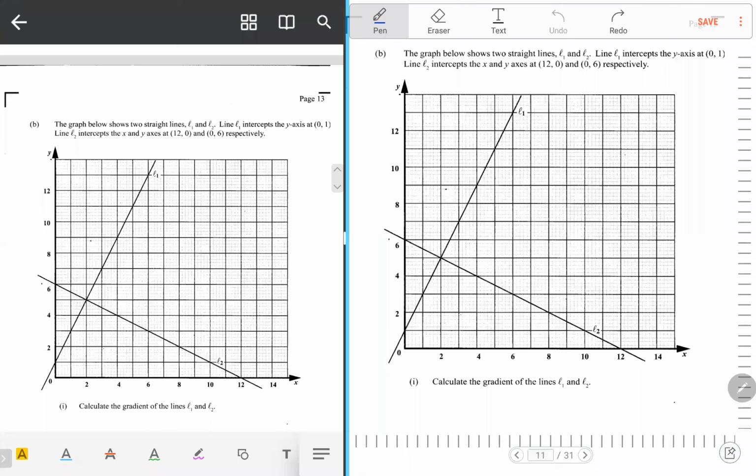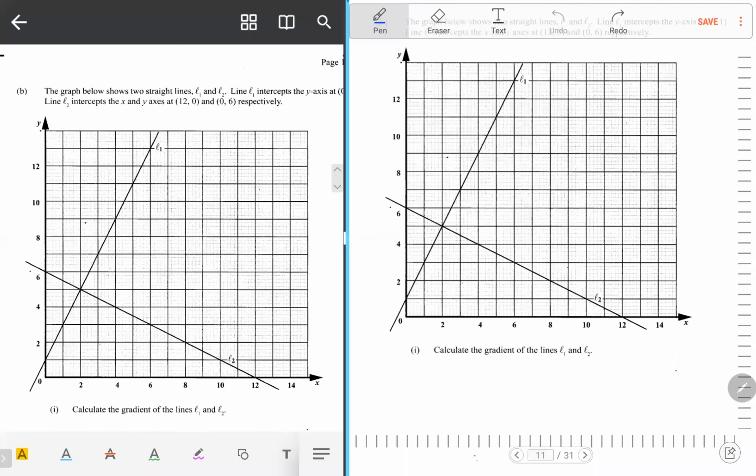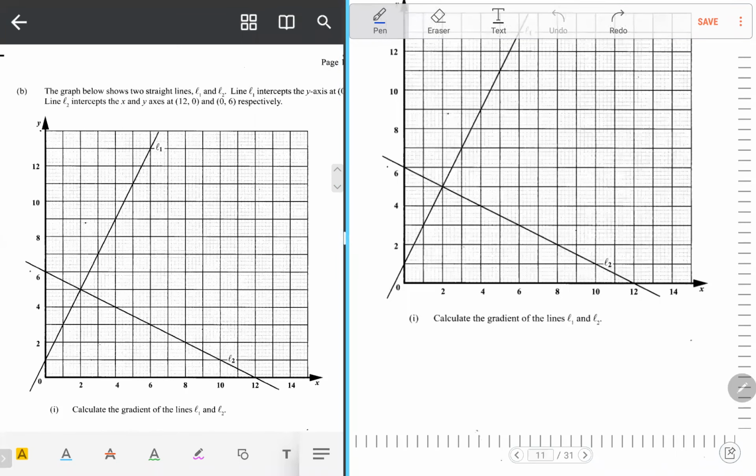It says L1 intersects the y-axis at 0, 1, which is right here. You can see it. And line L2 intersects the x and y-axis at 12, 0 and 0, 6. Alright, those are the intersecting points. And the first part now is telling us, we can use the diagram over here and work from this diagram. It's telling us now to calculate the gradient.